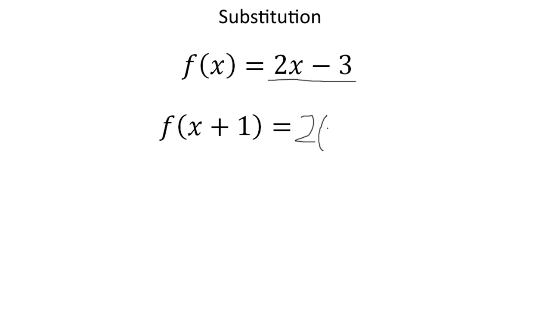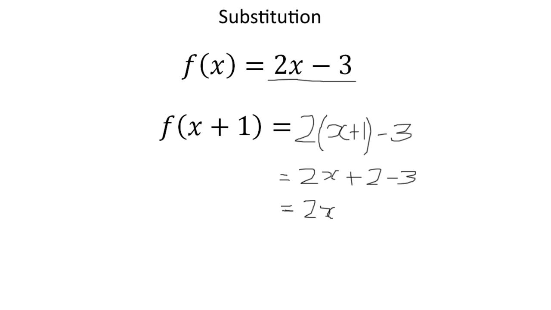So we can now have 2 times x plus 1, minus 3. And that is what we get now. So we could go ahead and quickly expand that out. Let's do 2x plus 2 minus 3. And 2 minus 3 is equal to minus 1. So in the end we just get 2x minus 1. And that has changed the final value. So f of x plus 1 is equal to 2x minus 1.